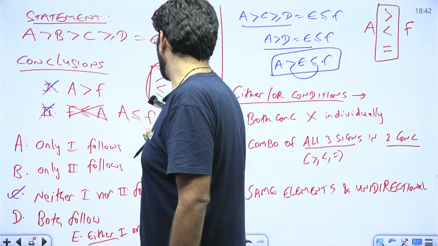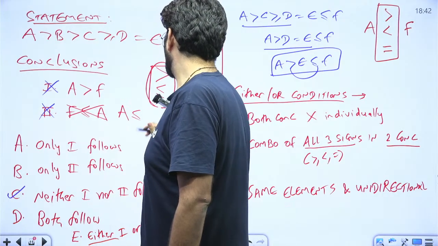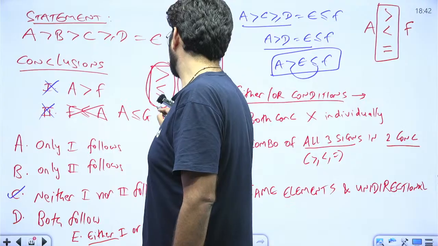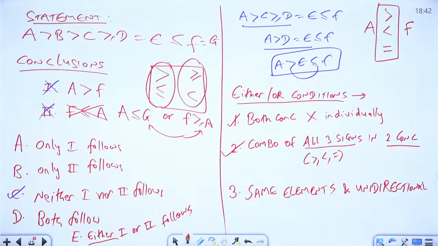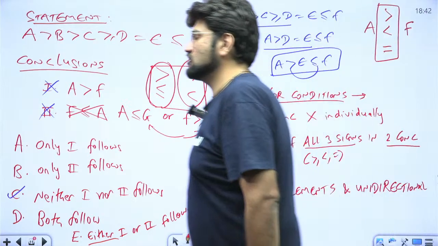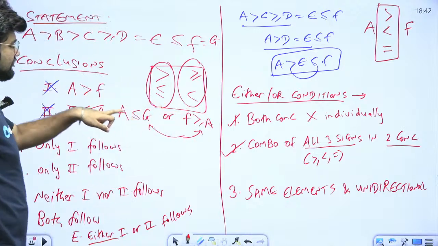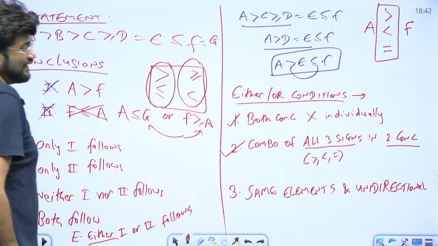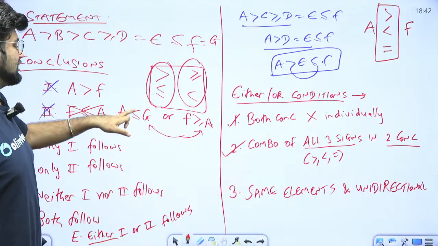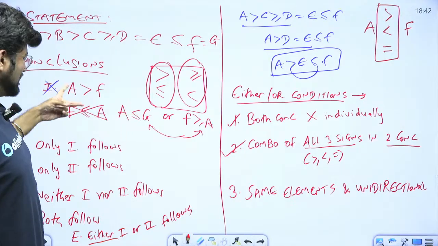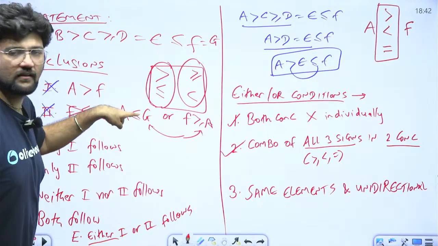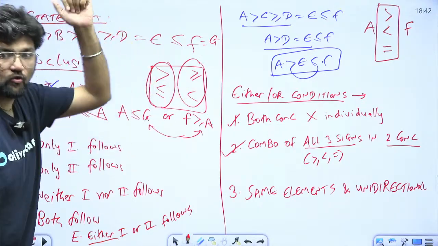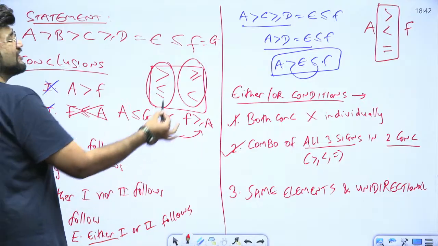What about this? Can I still say either or condition is holding true? Let's check the conditions again. Both of them are individually incorrect. A greater than F, A less than equal to G. Combo of all the three signs, greater than, less than, equal to. Unidirectional. A is in the front, no problem. But not the same elements. One is F, one is G. So this is not either or. Again, you are losing your score. Why? Because F and G are equal.